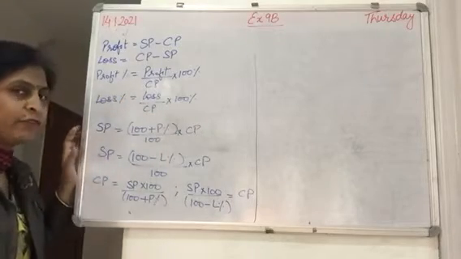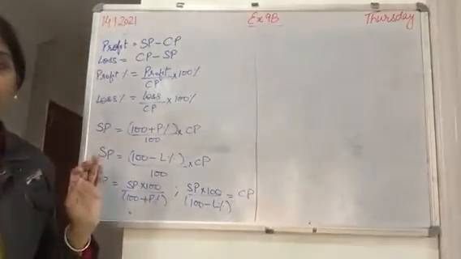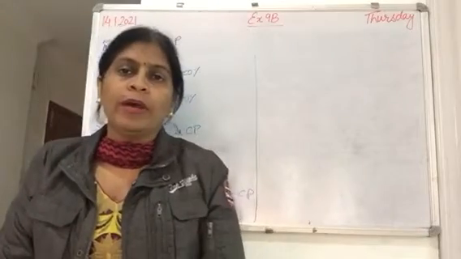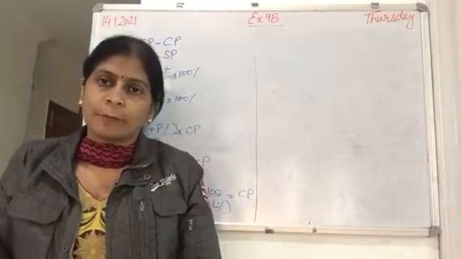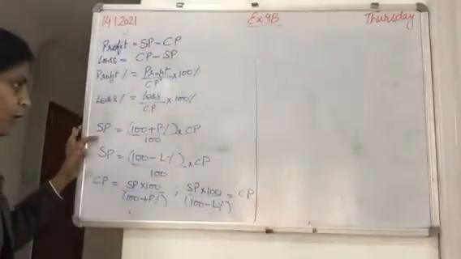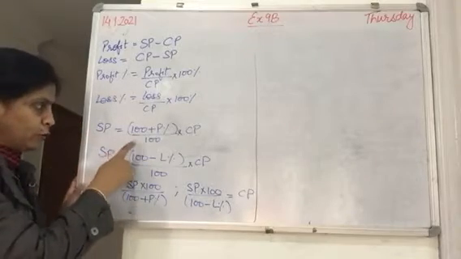Now this is the direct formula. If you remember this formula, no need to remember the remaining four. Always remember that profit is added whereas loss is subtracted. Clear? Now I am explaining this formula, through which we will get all these four. And I will explain it also.